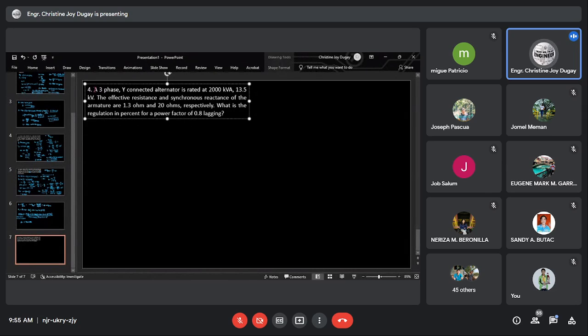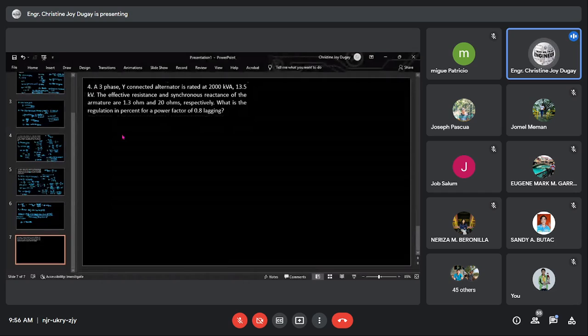A three-phase Y-connected alternator is rated at 2000 kVA, 13.5 kV. The effective resistance and synchronous reactance of the armature are 1.3 ohm, 20 ohms respectively. What is the regulation in percent for the power factor of 0.8 lagging? So this one, no, hindi ko na ituro sa inyo.